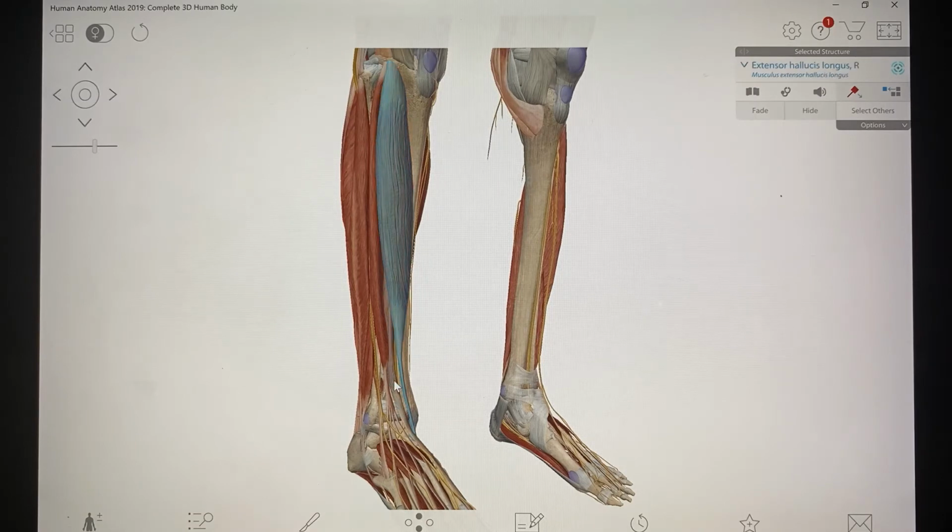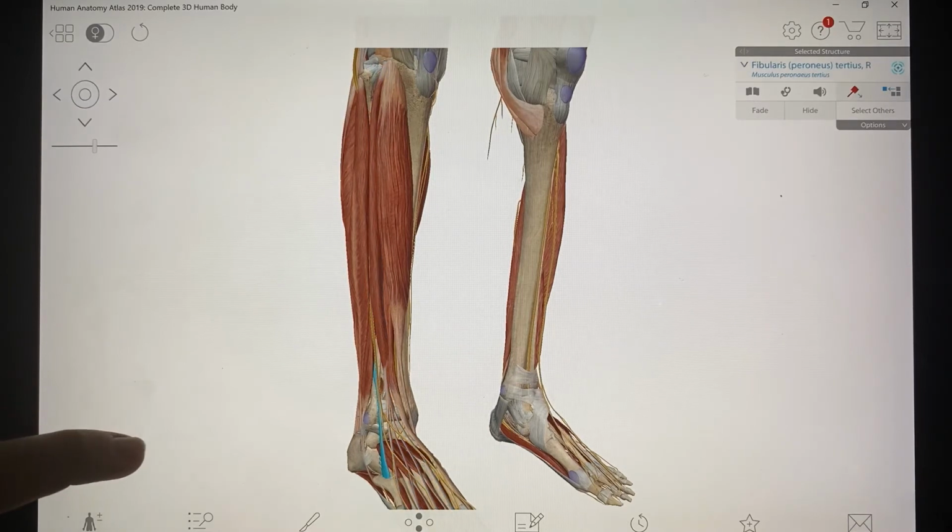Next is the extensor hallucis longus, and it dorsiflexes the ankle and extends the great toe. And then here is the extensor digitorum longus, which also dorsiflexes the ankle and extends toes 2 through 5. Lastly is the fibularis tertius, which dorsiflexes and everts the ankle.